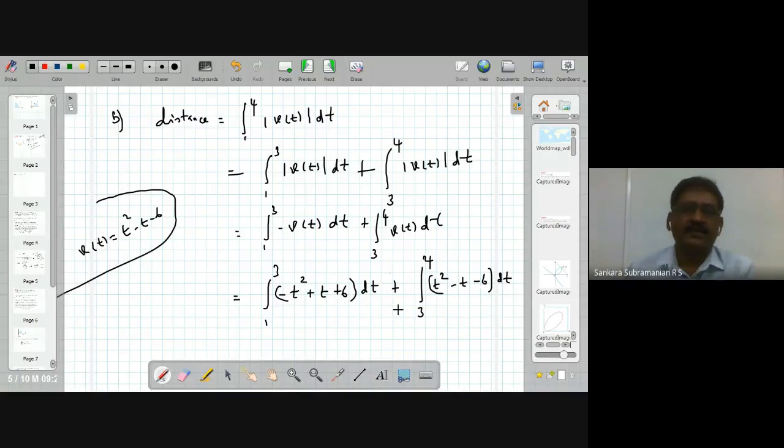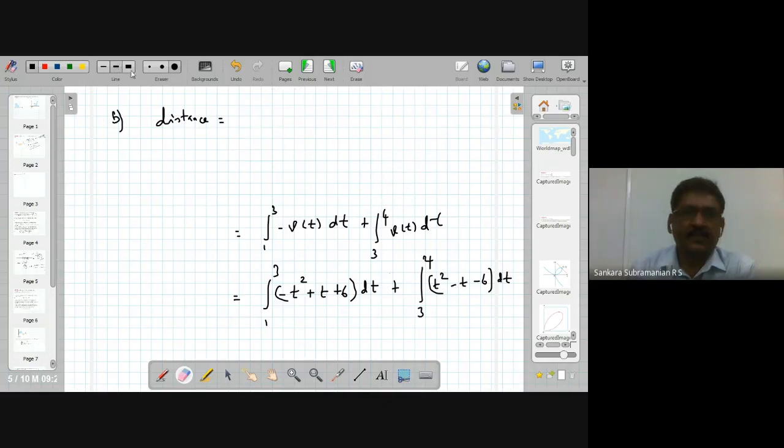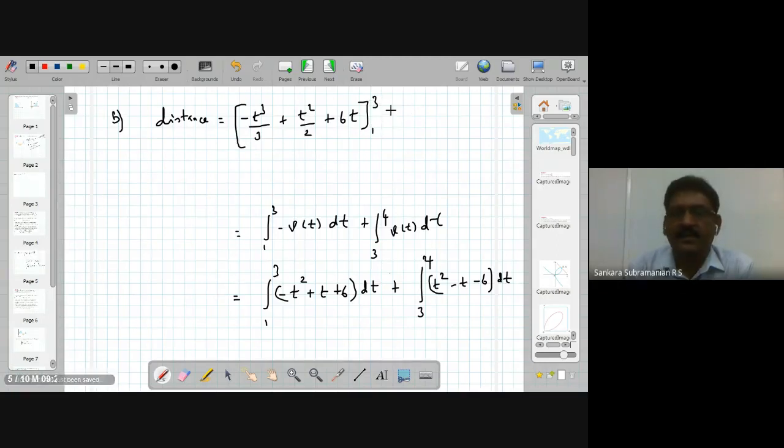Now you calculate it. What is the answer you are getting? Let me write here: minus t cube by 3 plus t square by 2 plus 6t taken over the limits 1 to 3, and this is t cube by 3 minus t square by 2 minus 6t taken over the limits 3 to 4.